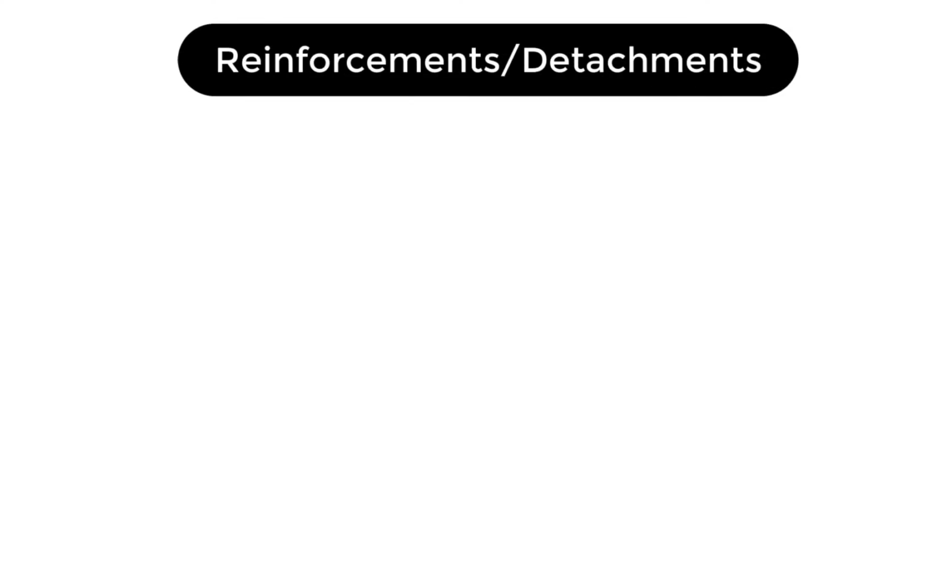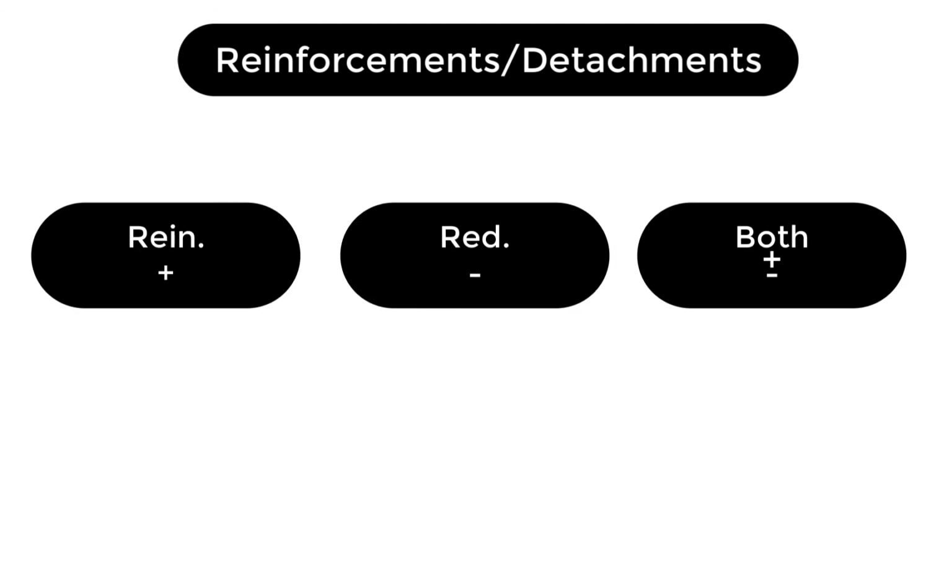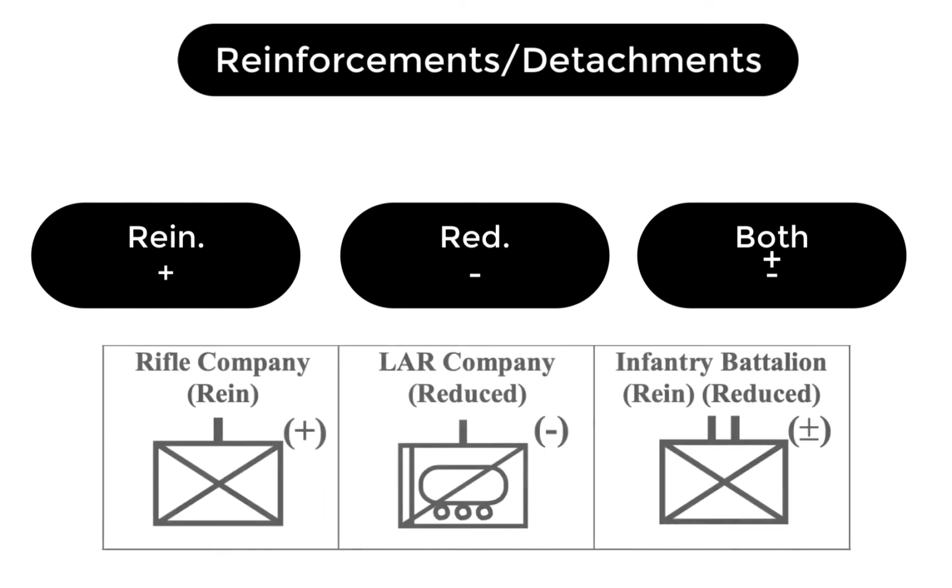The next consideration includes reinforcements and detachments. Units can be reinforced, reduced, or both. Reinforced units use a plus symbol to denote additional forces attached, while a minus symbol is used to denote the unit has elements detached to an adjacent unit. In the event the unit has both attached and detached elements, a plus and minus symbol are used. This will be located in the top right corner of the symbol.